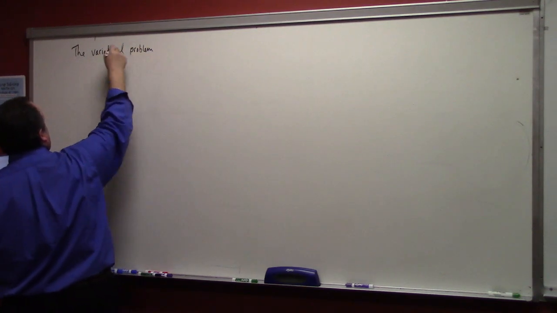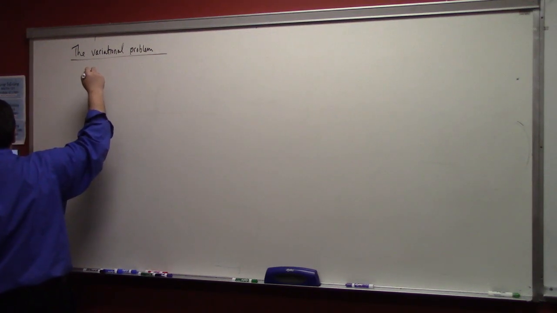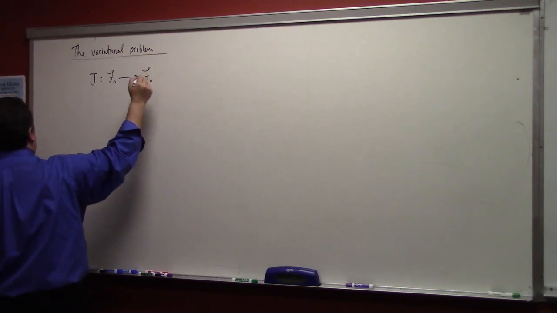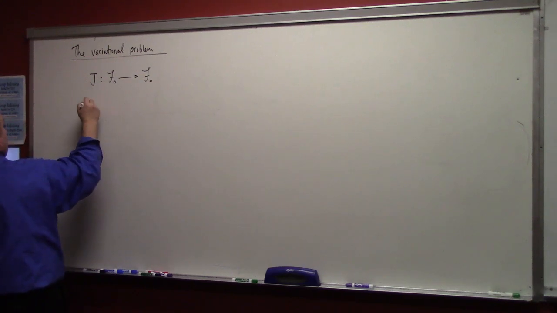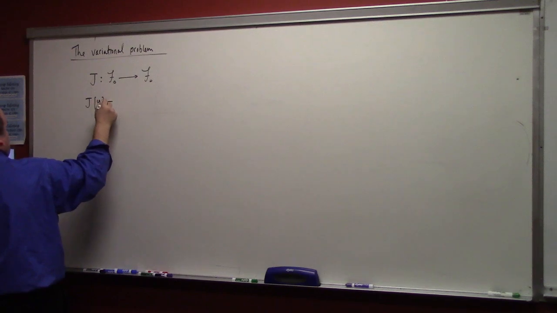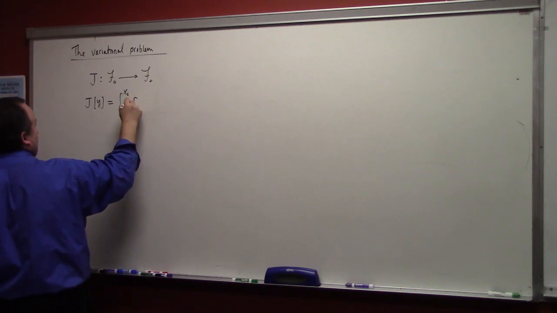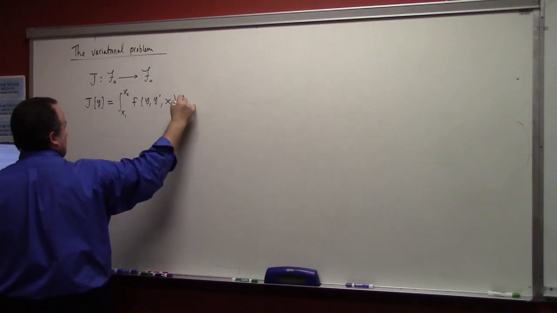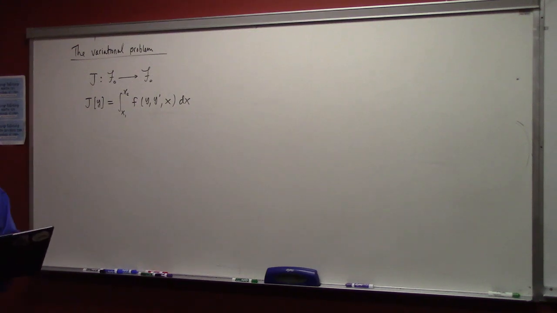So what we're going to consider is J, the action. It's a functional, and J is going to be a mapping from some function space to some function space, and it's the integral of some function f, which we call a Lagrangian. So J of y is going to be equal to, say, the integral from x1 to x2 of f, which is a function of y, y prime, and possibly x, dx. We suppose that f is given, but y is a variable.